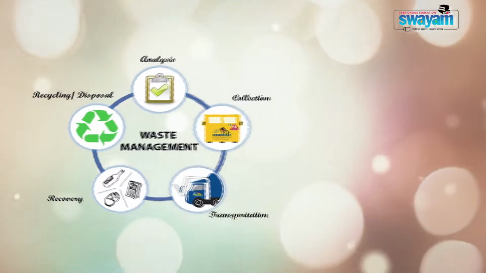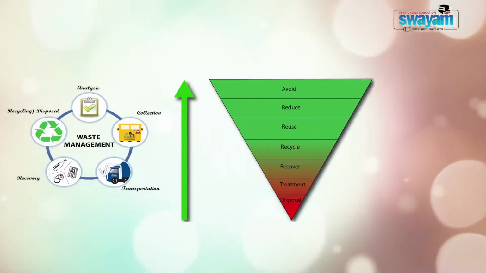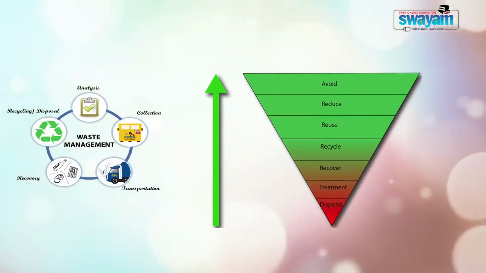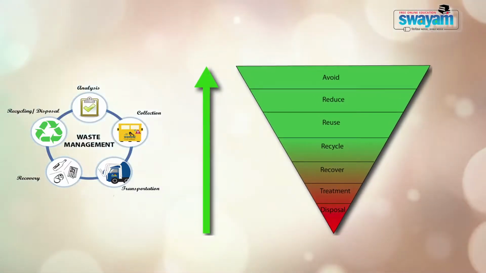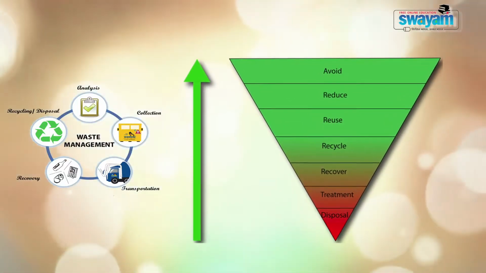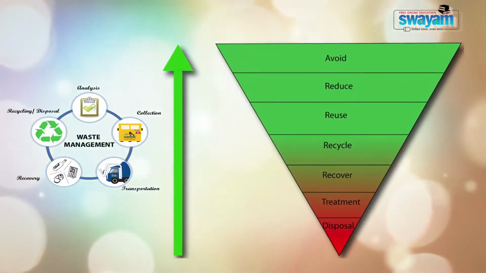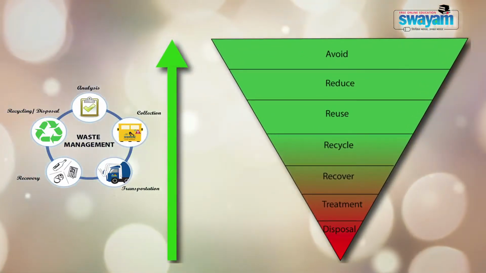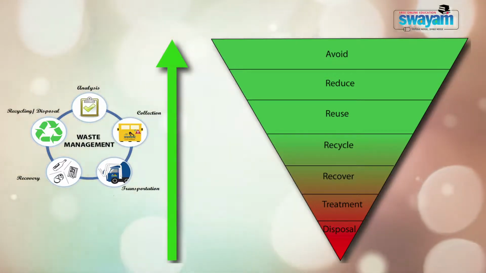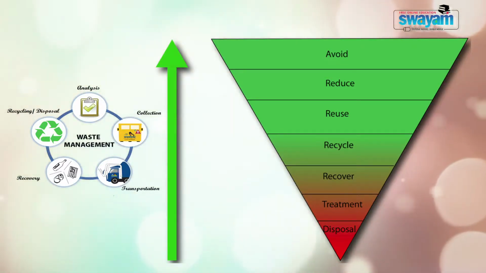And the second part, the hierarchy, involves the most preferable option for waste management, which is to avoid the waste, and the least preferable mainly involves disposal. So, we must prefer to avoid waste, and the least preferred is disposal or treatment.